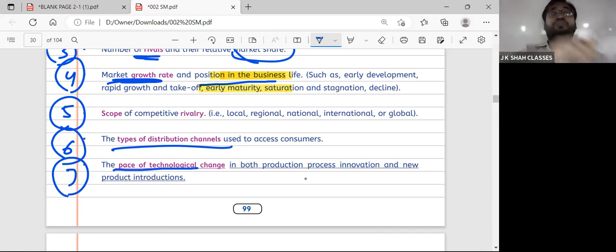7 points. Out of 14, we have completed 7. Can you tell me the first point? Size and nature of market. Number 2, number of buyers and their market size. Number 3, number of rivals and their market share. Number 4, market growth rate and position in the life cycle. Number 5, scope of competitive rivalry. Number 6, types of distribution channel. Number 7, pace of technological change.